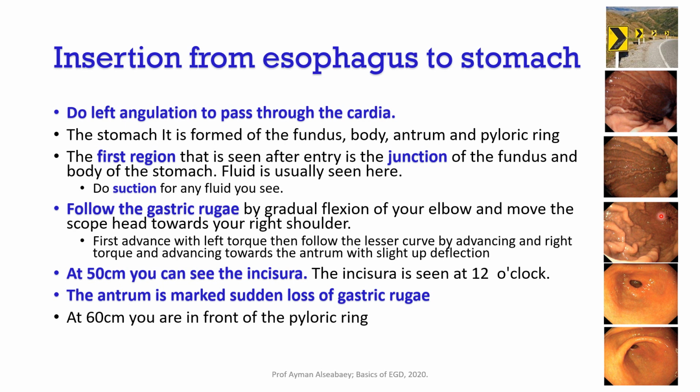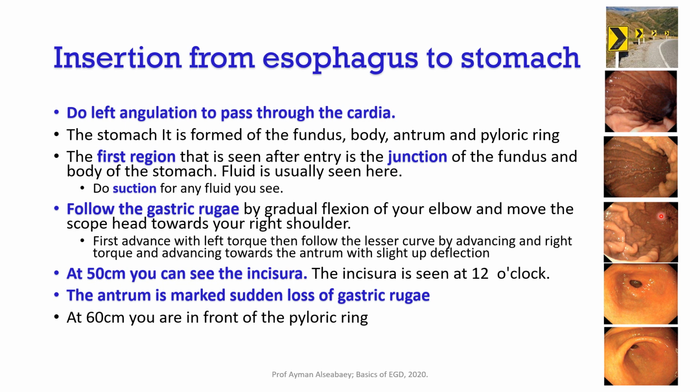When I am in front of the pyloric ring, I should make the pyloric ring in the center of the screen. With gentle pressure, I can negotiate it, and then there will be a red out. The red out occurs because I entered the bulb and I am stuck to the mucosa. Simply withdraw the endoscope a few millimeters and insufflate air. If you have difficulty in intubation of the pyloric ring, I will tell you later how to behave.